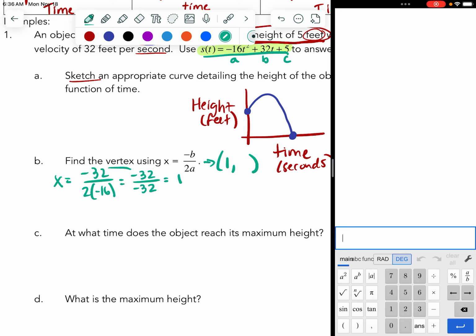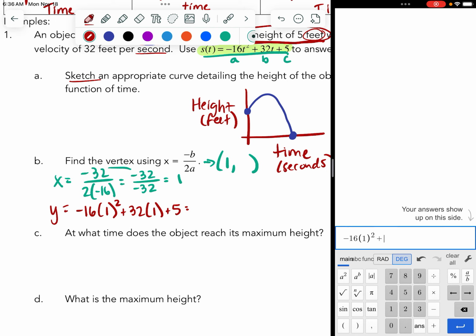To get the something, we have to plug in what we just got, back into your function. So this is negative 16 times 1 squared plus 32 times 1 plus 5. I'm going to go right to my calculator and just type that in. Okay, so I got 21.